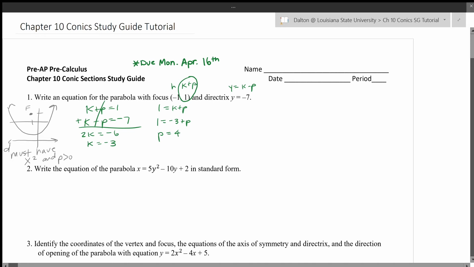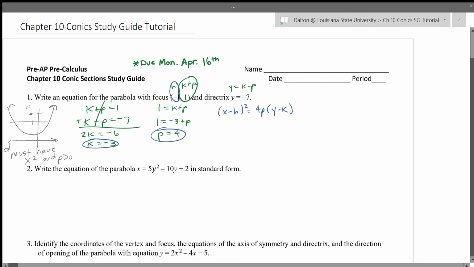So then we knew again that we're using the x squared version of our parabola. And if we do that, that's going to be (x minus h) squared equals 4p times (y minus k). So again, I already had h in the problem. I solved for k, and now I have p. Therefore, I can substitute those values in.